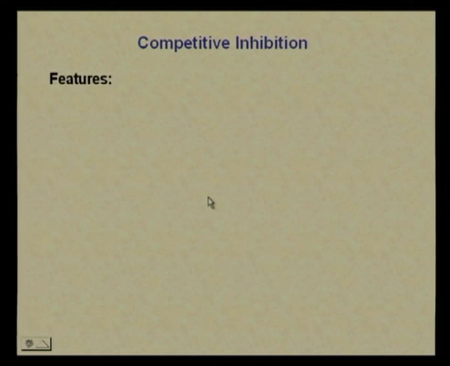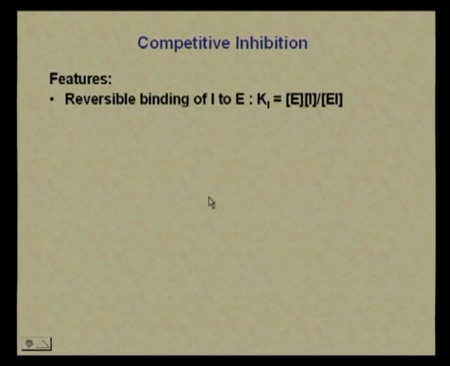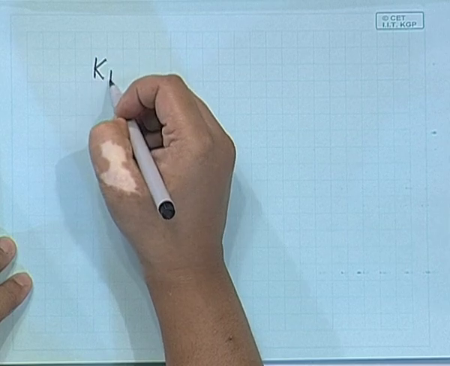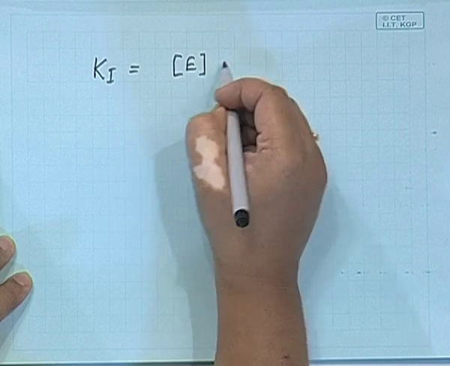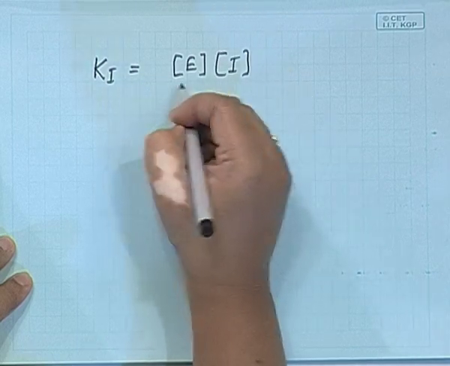So, what are the features of competitive inhibition? There is reversible binding of I to E. What is the Ki? It is the E and I and the EI complex. So, what complex am I talking about? Is this an association or a dissociation? I am saying that a Ki is equal to E and I over EI.